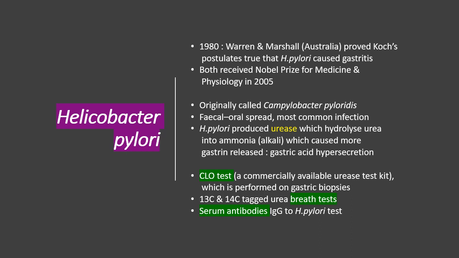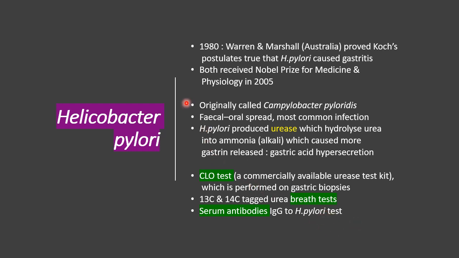Now some discussion on Helicobacter pylori. Helicobacter pylori has become a popular causative agent which was identified in the 80s, for which Warren and Marshall both received the Nobel Prize for Medicine and Physiology in 2005.